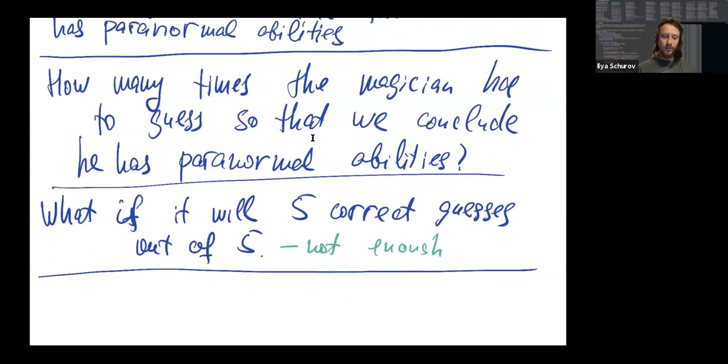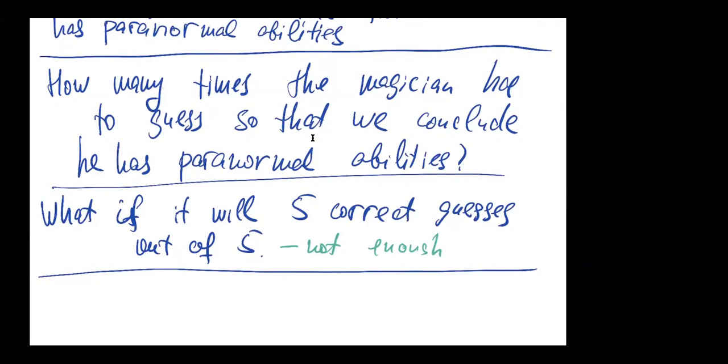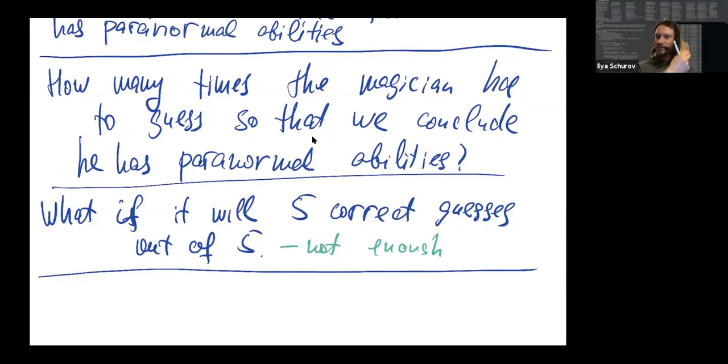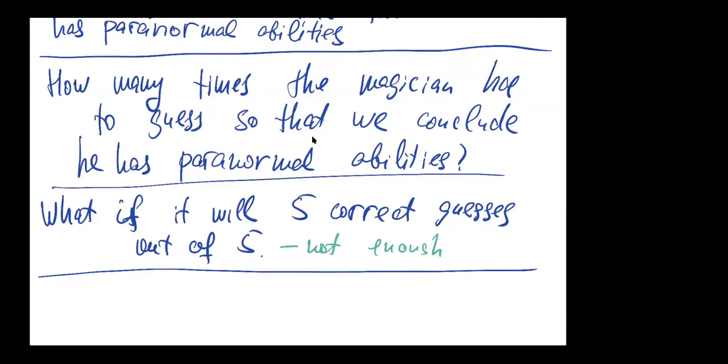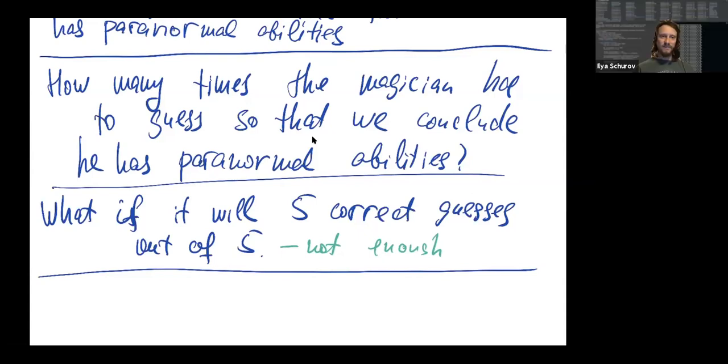Now let us try to find what numbers are good. So 5 correct guesses out of 5, not enough. Why? 5 out of 5, it is a good result. No? Actually, I can't say that I can guess 5 out of 5 tosses. I will not claim things like this. Why would you say that it is not enough? Because the number of the sample is not enough. Why is it not enough? It can be occasional. That's all.